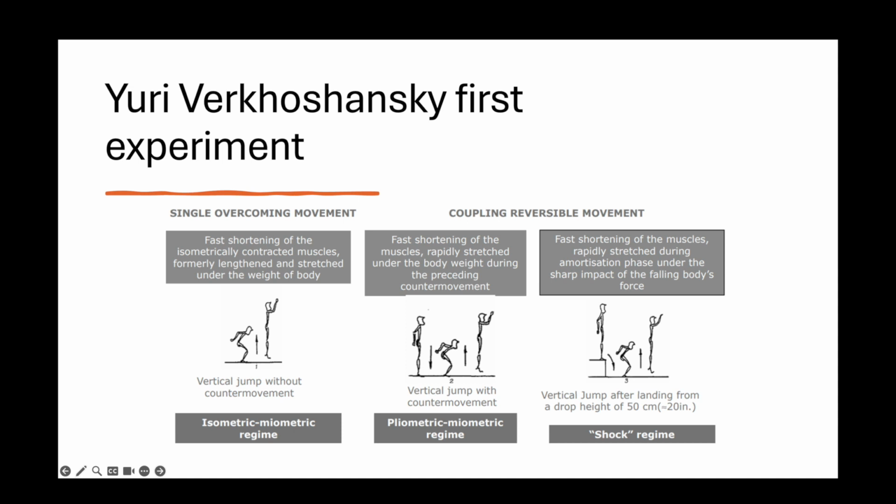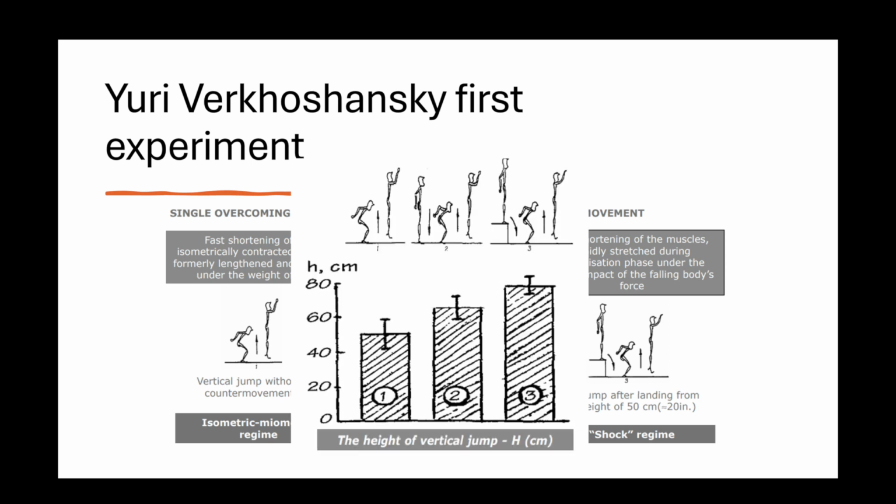This was supposed to be an animation slide, but one of his first experiments is he had an athlete jump straight from the ground, then he had him perform a countermovement jump, then he had him perform a drop jump, and he found that from the drop jump, they could jump higher than they could just doing it straight from the squat. This made him start thinking, why is that? And it's because of the stretch shortening cycle.